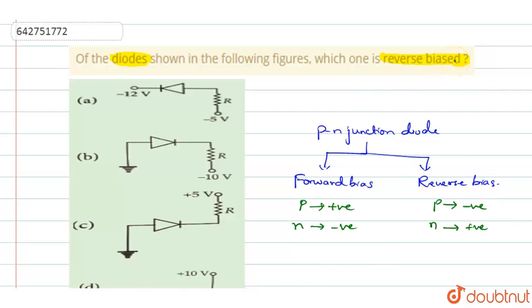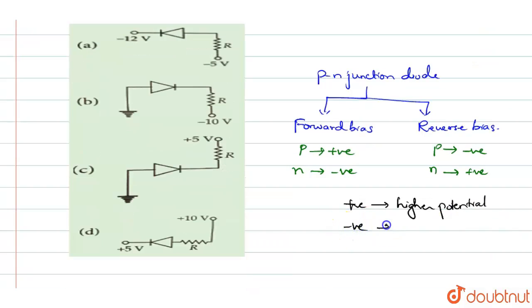To know which is a reverse bias, see, when you are connecting P to the negative terminal of a battery and N to the positive terminal, the main thing you can observe is that the positive terminal is always at the higher potential, and the negative terminal refers to the lower potential. So when you say it is a reverse bias, the P-type semiconductor should be at a lower potential than the N-type. That type of connection you call a reverse bias.